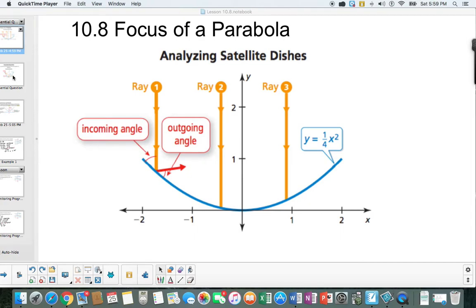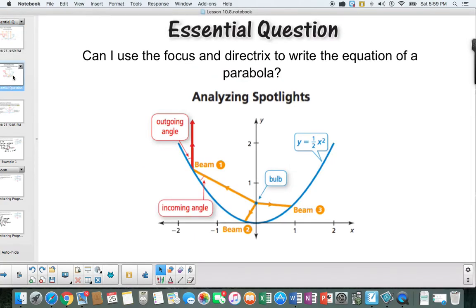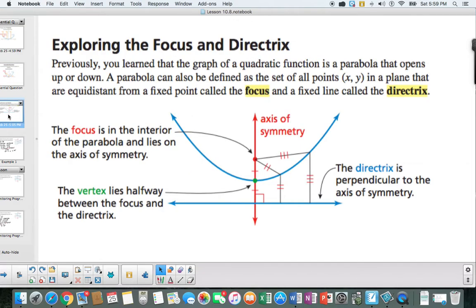10.8, focus of a parabola. Essential question: can I use the directrix and focus to write the equation of a parabola? Let's take a look at a parabola.